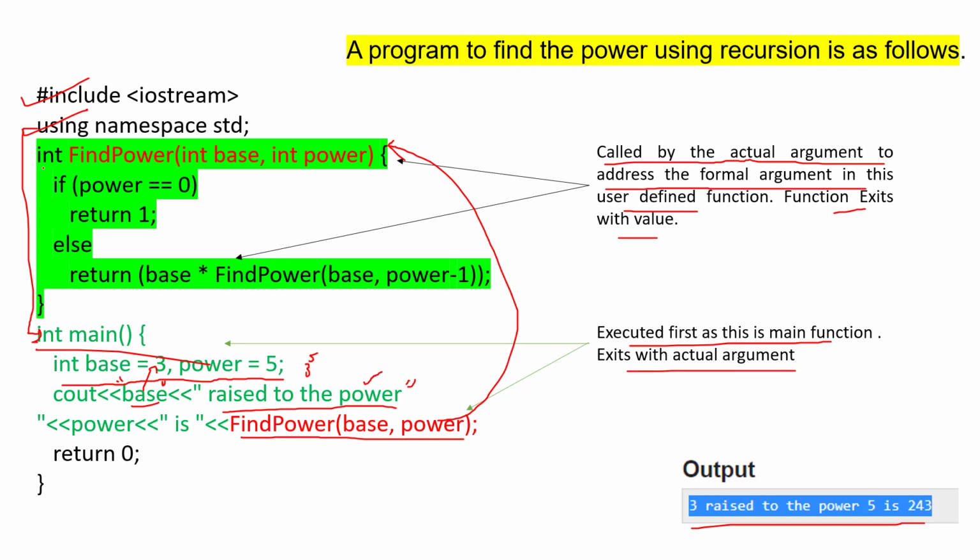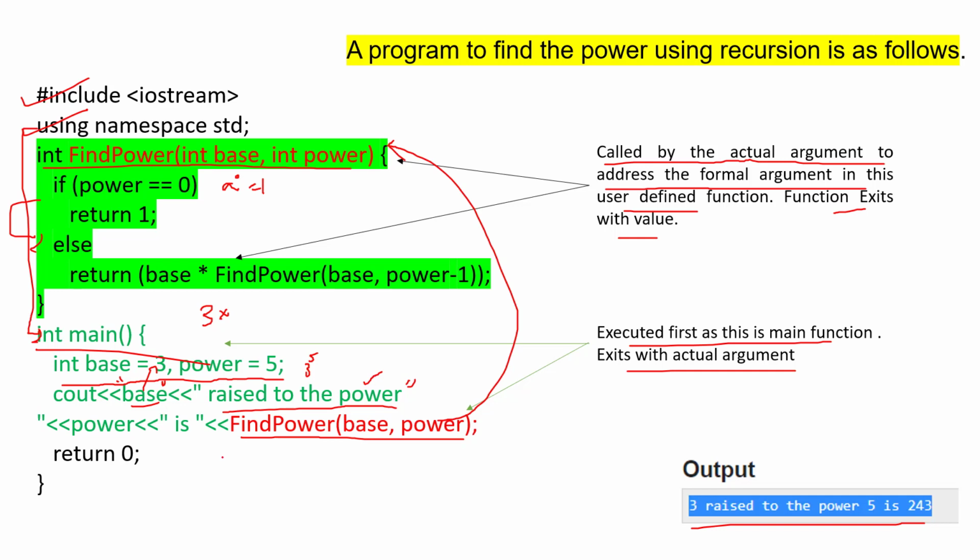So we have the user defined function here. Find integer, find power, integer base, integer power. If power is equal to 0, return 1. That means a raised to 0 is equal to 1, for any integer. Okay, so the first condition comes to else. Return base. So base is 3 into find power of base.